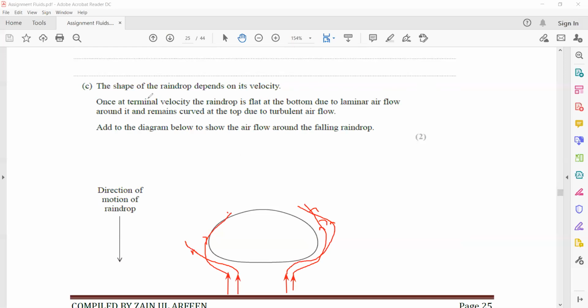Is it clear? They mention in the figure that once at terminal velocity, the raindrop is flat at the bottom due to laminar flow. So at the bottom we should have a laminar flow. The streamlines should not cancel each other out, cut each other or cross each other. But it becomes turbulent and remains curved at the top due to turbulent flow. So at the top, you will make a turbulent flow.